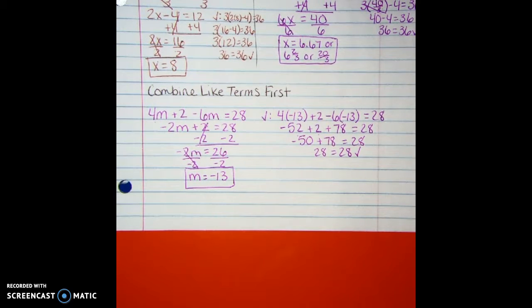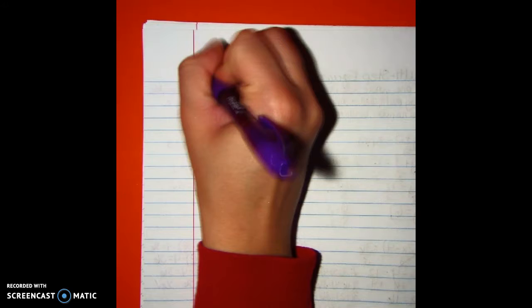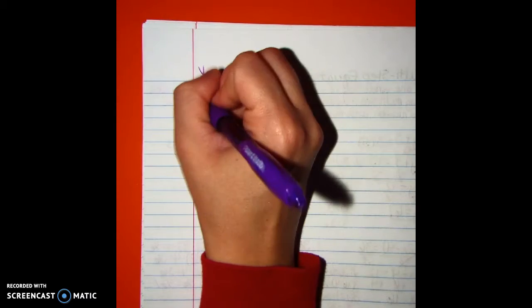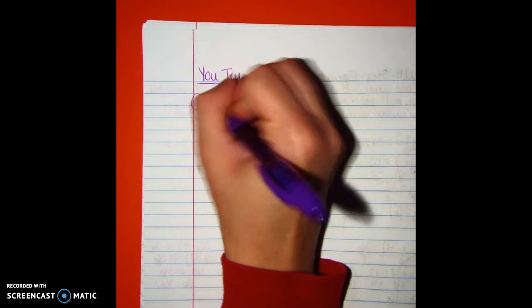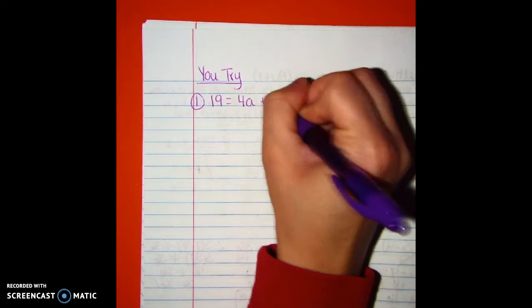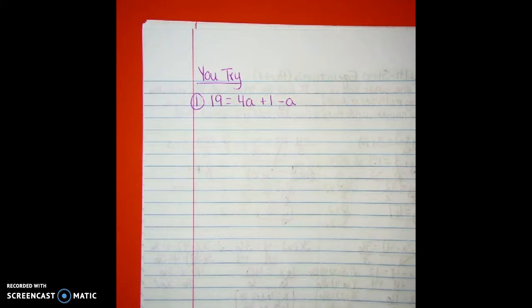Okay, now you have a few to try on your own. So let me flip this over. And you have 4 of these lovely things to try on your own. Let me do the first one here. You try. And the first one is 19 equals 4a plus 1 minus a. Go ahead and try that one on your own and also check your answer.